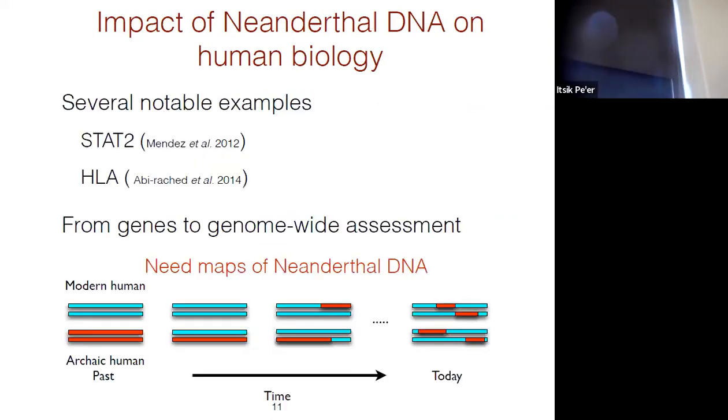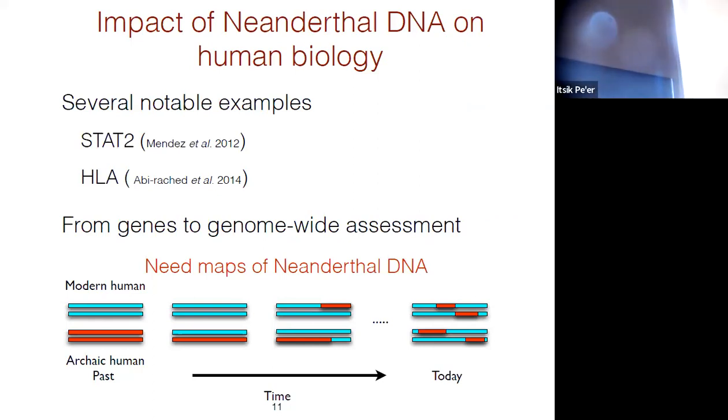There have been other notable examples of introgression contributing to biology of specific loci. So there were early studies that looked at STAT2, which is the locus that is important for immune-related function, and at the HLA loci. And all of these documented fairly significant contributions from archaic introgression at these loci. But what was missing from these initial assessments was going from individual loci or genes to a more genome-wide assessment, trying to understand across the genome what was the impact of introgression.